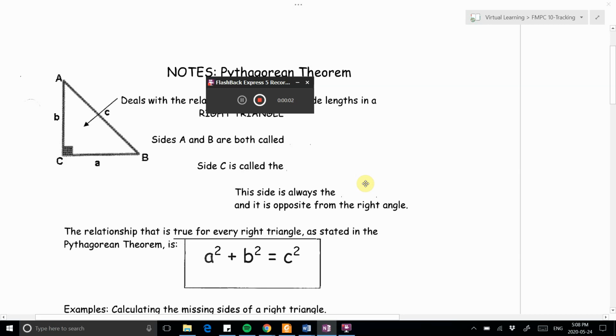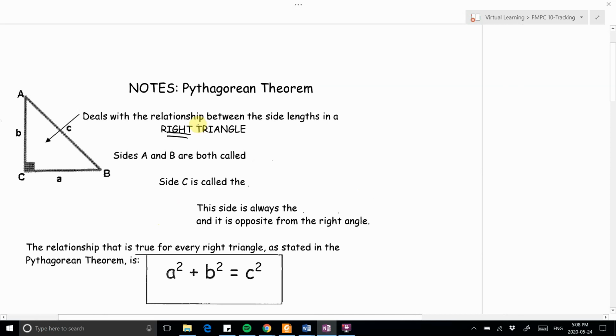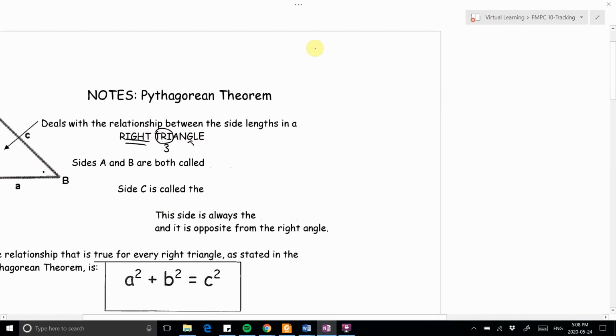Okay, so for our last unit for this year, we're going to start looking at triangles. Specifically, for this year, we focus on right triangles. Remember that a triangle, tri meaning three, is any shape that has three angles, right? So 1, 2, 3. Triangles can come in many shapes, right?